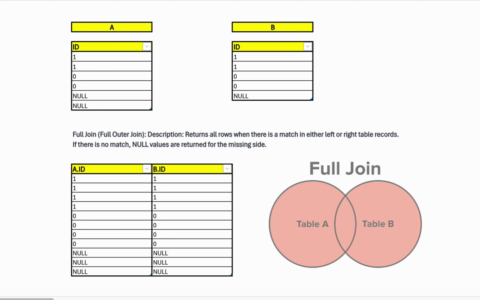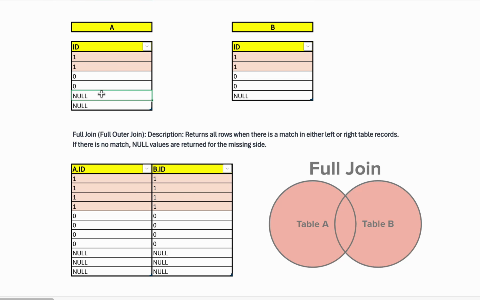To understand full outer join, again we have a figure. Full outer join says that when we apply this full outer join between table A and table B, we get all the rows from table A and all the rows from table B. So let's try to understand this output using these two input tables. In table A, for this ID 1 first row, we have 2 matches in table B. So that is why in the output we have 2 rows. Now for the second row in table A, the value is 1. Again we have 2 matches in table B. So that is why we have 2 more rows in the output.